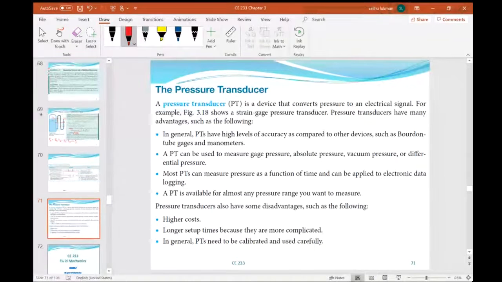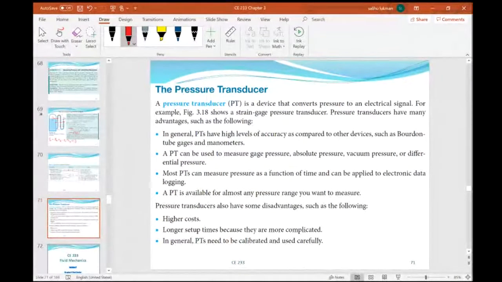Then the next part is pressure transducer. Okay, a pressure transducer is a device that converts pressure to an electrical signal. For example, in figure 3.18 in your book, which you should go and check, it shows a strain gauge pressure transducer. Pressure transducers have many advantages, such as the following. In general, pressure transducers have high levels of accuracy as compared to other devices, such as Bourdon tube gauges and manometers. They could be used to measure gauge pressure, absolute, vacuum, or differential pressure. So it can measure all sorts of pressures.